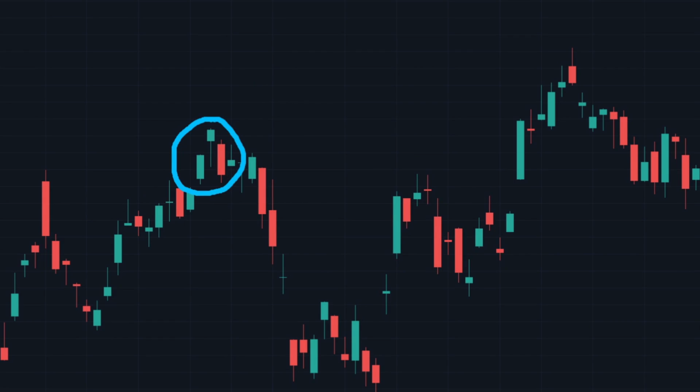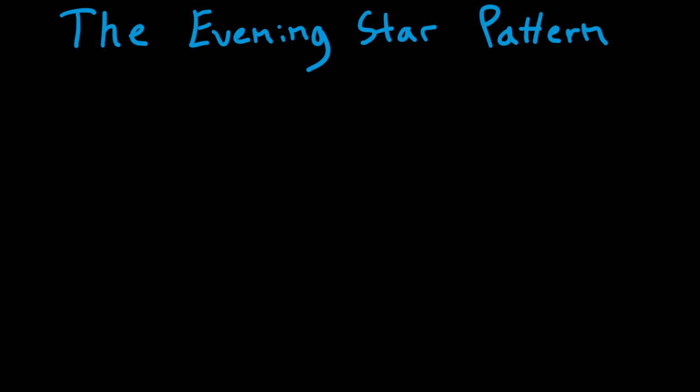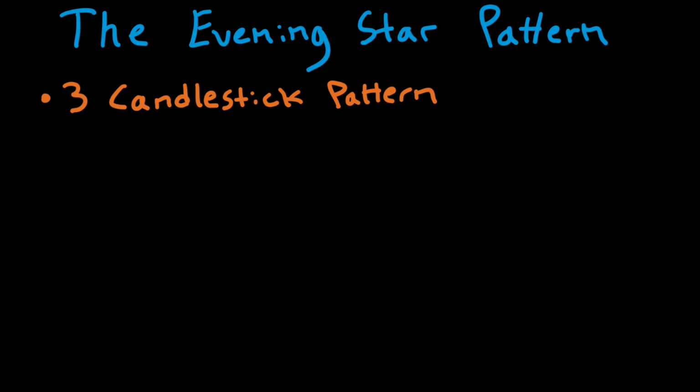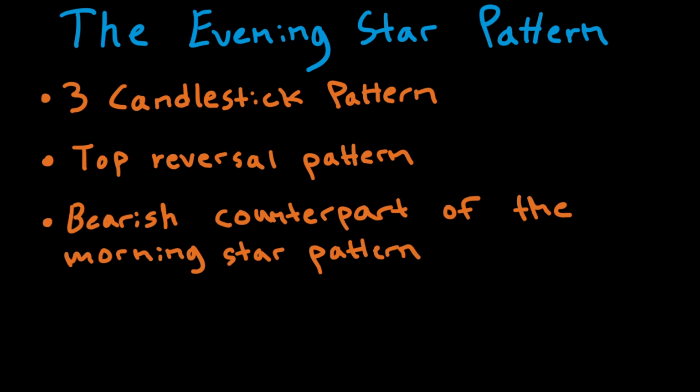Before looking at some charts, let's zoom in a bit and take a look at the pattern. So the evening star pattern, what is it? Well, it is a 3-candlestick pattern, a pattern that consists of 3 candles. The pattern is a top reversal pattern, so it appears after a rally. We can also mention that the evening star pattern is the bearish counterpart of the morning star pattern.